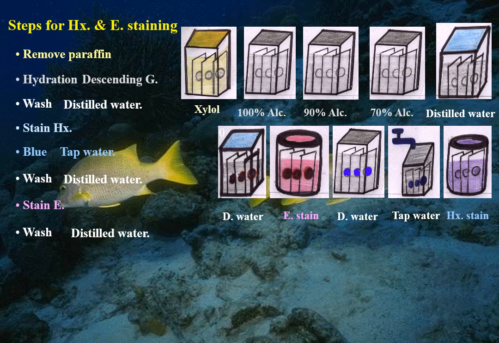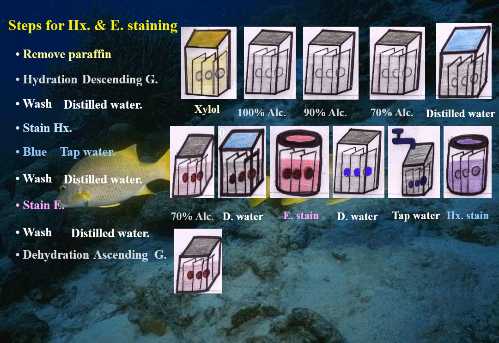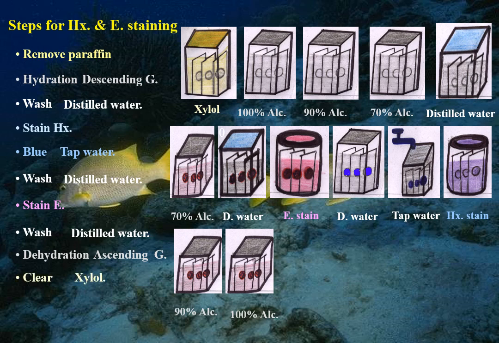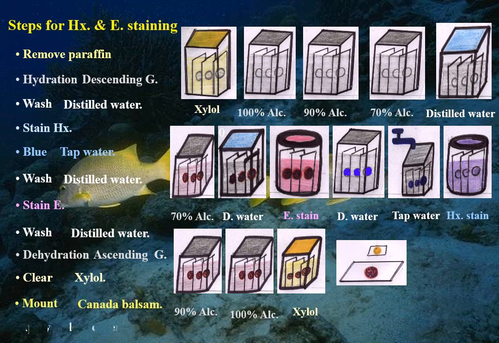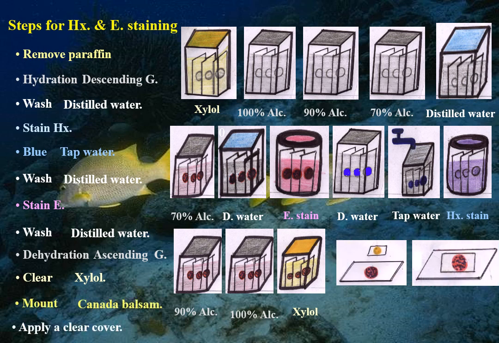So you have to return to the same steps in the reverse manner, that is to say, removing the water by gradual dehydration in ascending grades of alcohol: 70, then 90, then absolute, 2 changes. Then put the sections in xylol for clearing, put a drop of Canada balsam and apply a cover.